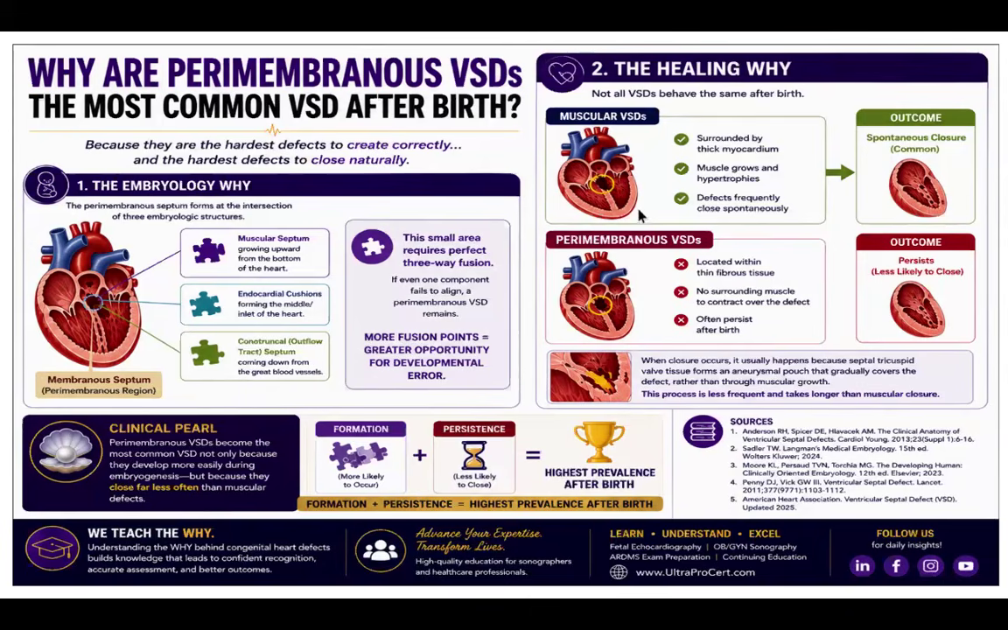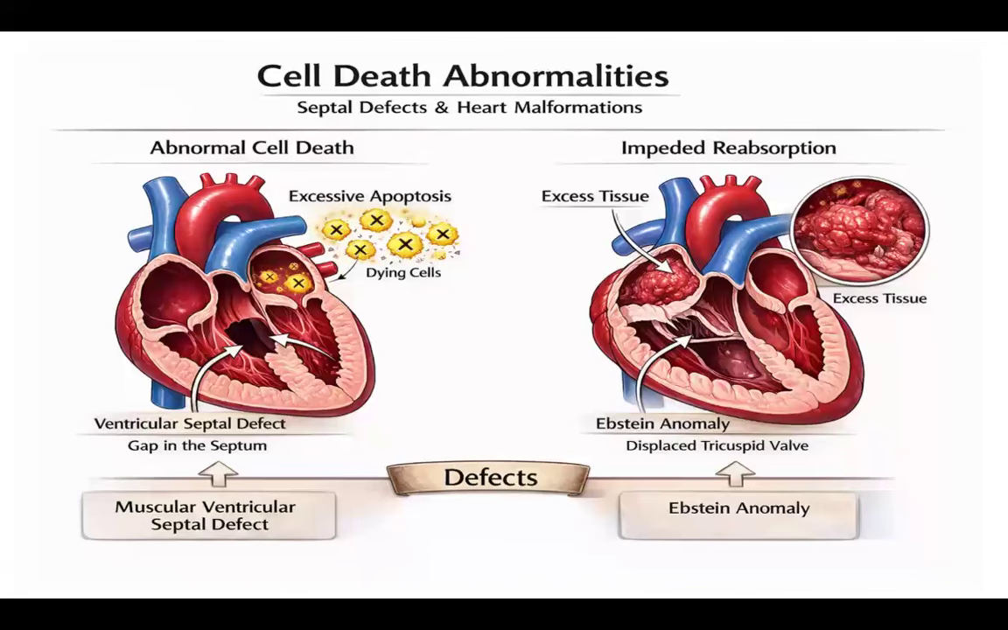Now, as for the perimembranous, because of its location, it's located within a thin fibrous tissue, with no surrounding muscle to heal over that defect. And that's why these defects often persist after birth. Okay. And so that's why in the peds department, typically they're seeing more of the perimembranous VSDs, because it's persistent. It didn't close, or it didn't properly close like it should. Okay, that's the reason why in that particular case.